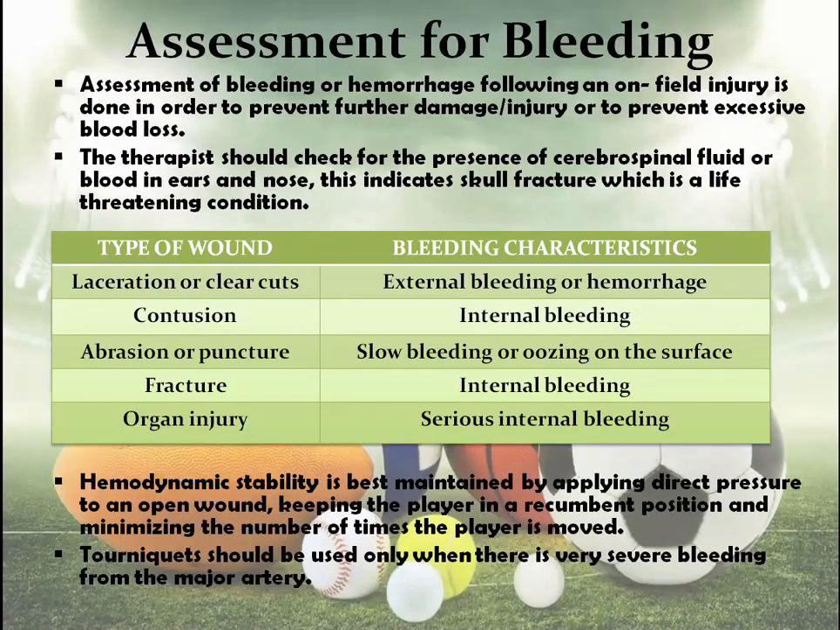This slide explains about the assessment for bleeding. On-field assessment of bleeding or hemorrhage is done to prevent further damage or to prevent excessive blood loss. Each type of wound has specific bleeding characteristics. In laceration, external bleeding will be present. In contusion, internal bleeding is seen, whereas in abrasion, slow bleeding or oozing on the surface is clearly seen. Based on the characteristics of bleeding, treatment can be given to prevent further damage.